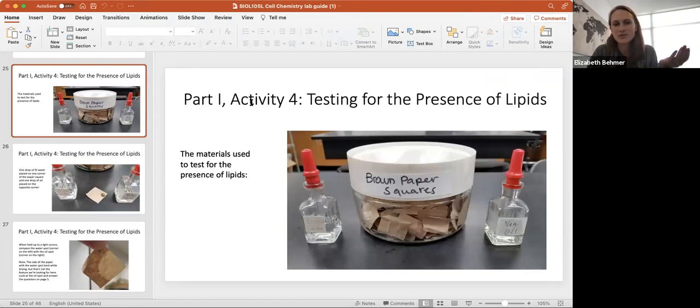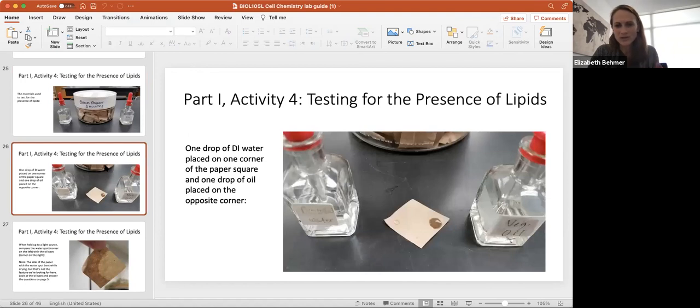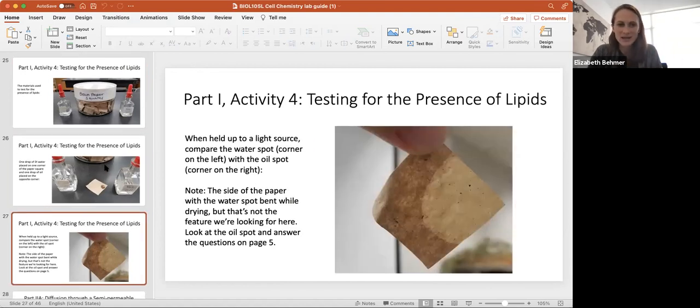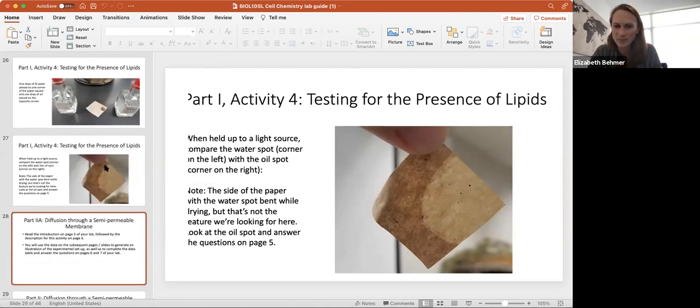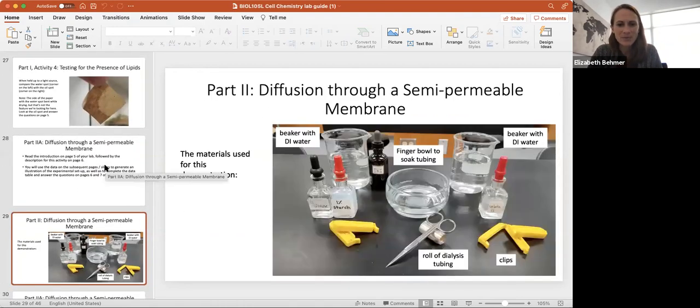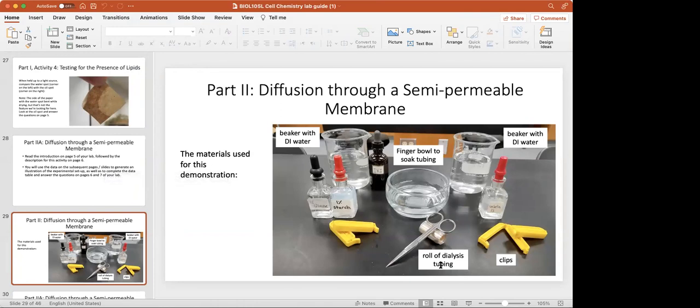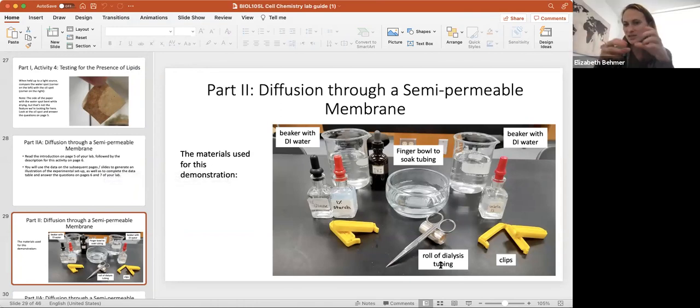This takes you then through activity 4, which tests for the presence of lipids. You'll use brown paper squares. You'll put a drop of vegetable oil, which will be the lipid, compare it with water, and see what you notice when you look at the brown paper. Next is diffusion through a semi-permeable membrane. This is a fun activity too. What we do in this activity is we use what we call dialysis tubing, which means that some things are able to get through and other things are not. And we're going to use our IKI reagent to try to detect the presence of starch.